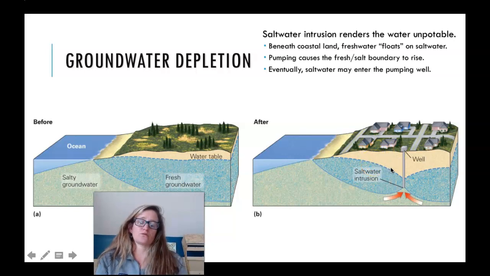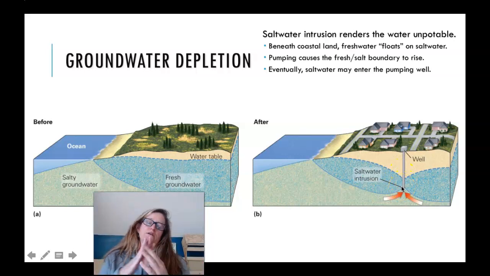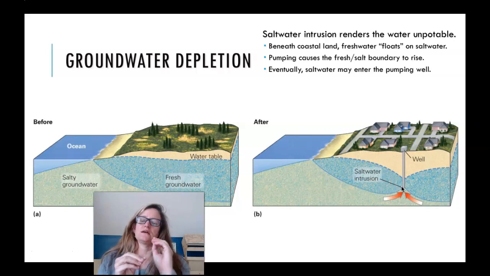So the freshwater water table starts to get lower, and it sucks up the actual salt water. Now you have saltwater intrusion into that drinking water supply, and it's ruined. You can't use that drinking water anymore.